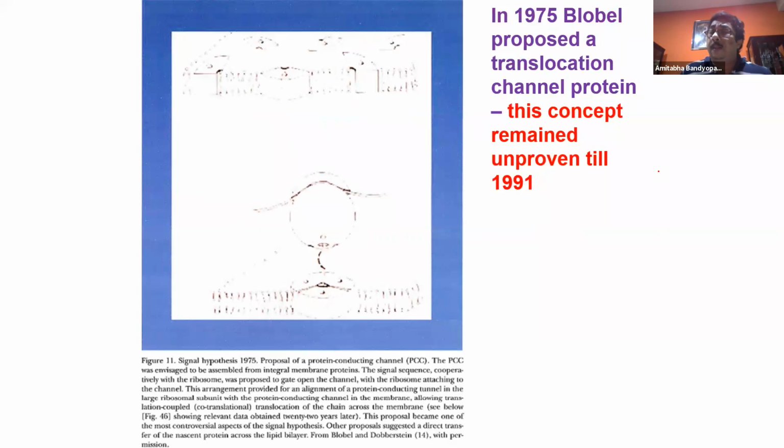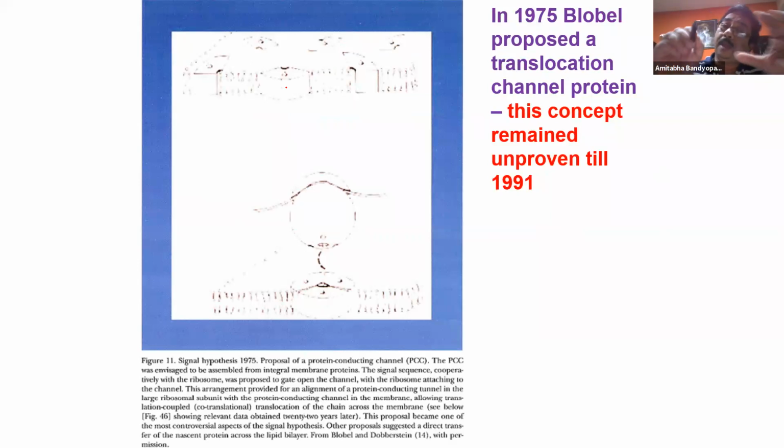Therefore, Blobel proposed a new theory in 1975. This is a little faint, it is from his Nobel lecture. He proposed that there will be a channel, a translocation channel.